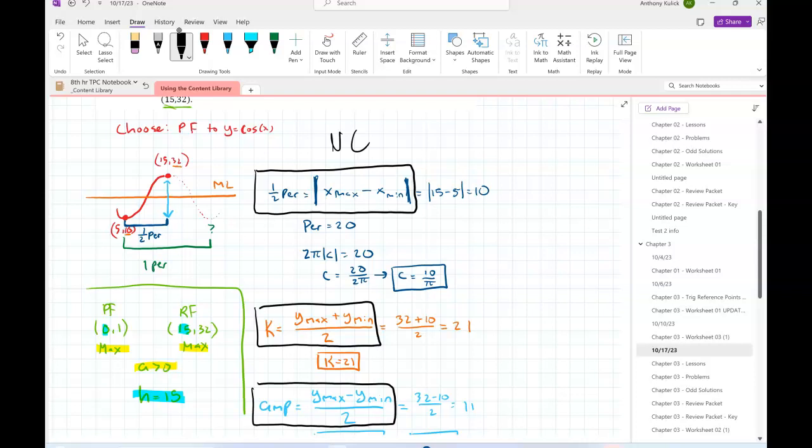Why did you divide for k and for the amplitude? Why did you divide? Well, k is like this line, right? That's halfway between 10 and 32, correct? Oh, okay. So that's why it's dividing by 2, because it's like halfway between them. And then the amplitude is like half the distance from the min to the max. Again, that's why I'm dividing by 2. Okay. Does that feel okay? Yeah. Okay.